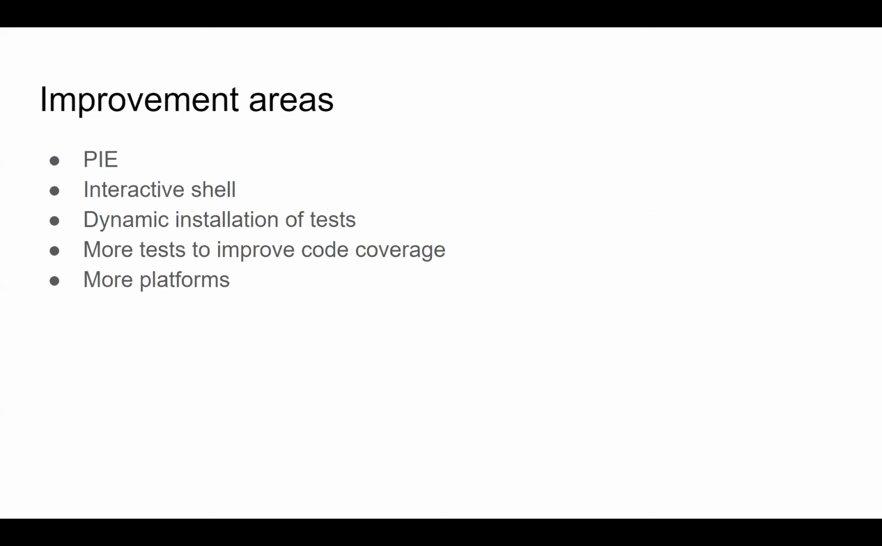Okay, so now we've talked about all the features that the framework provides. But from my experience, I think we can improve certain parts of it. We can add more features. I believe we can add position independent execution to the tests. Right now they expect a specific base address, so that can be improved. And as I said, the test suite runs to completion, so we don't have an interactive shell.